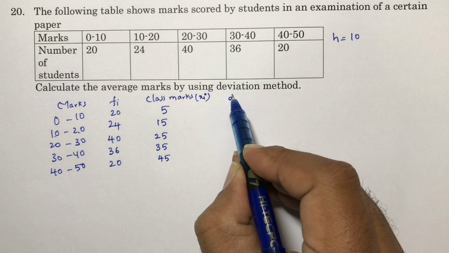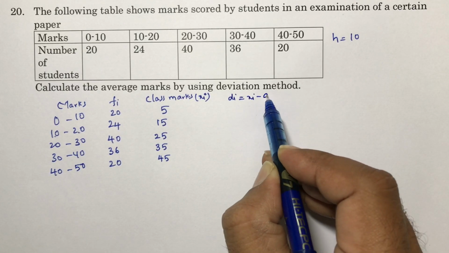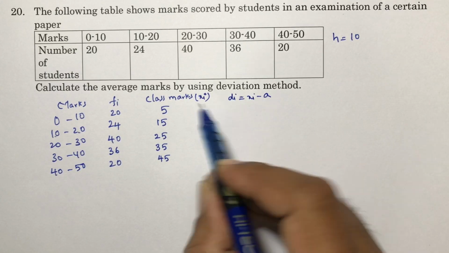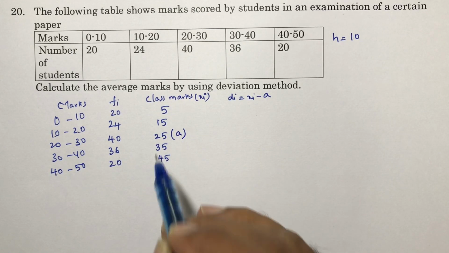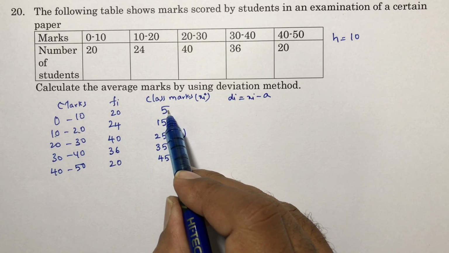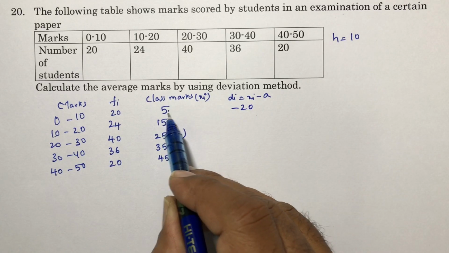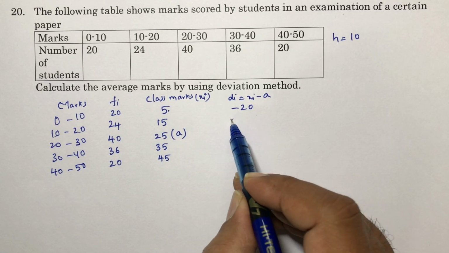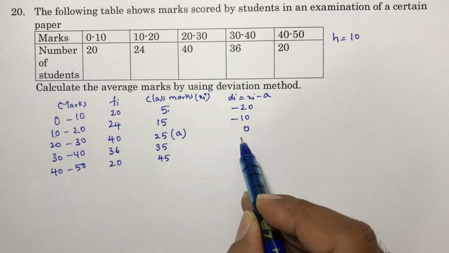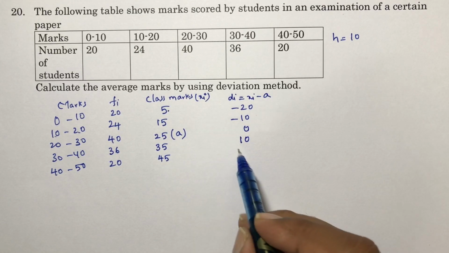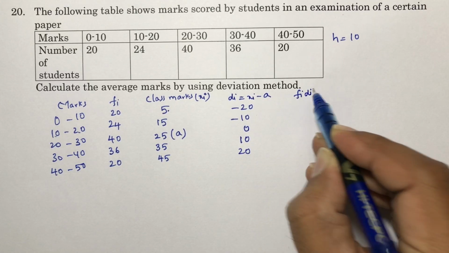Then calculate di. Di is nothing but xi minus a. What is a? A is nothing but, in this class mark, you can assume any one value as a. Here I'll take a as 25. Now calculate xi minus a. 5 minus 25, that is minus 20. 15 minus 25, minus 10. 25 minus 25, 0. 35 minus 25, 10. 45 minus 25, 20.